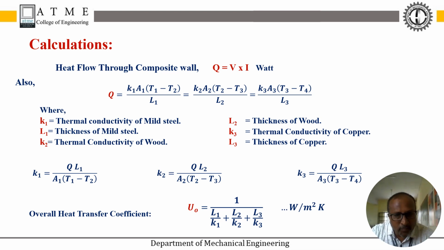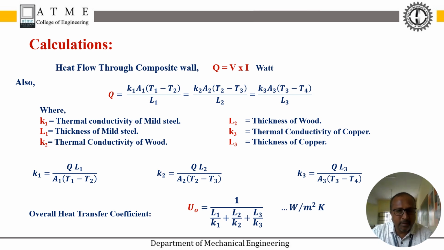The same formula I am going to use, where L1 is the thickness of the first material, which is mild steel, and K1 is the thermal conductivity of the first material, mild steel. L2 is the thickness of the wooden material, the second material, and K2 is the thermal conductivity of the wooden plate. Similarly, L3 and K3 are of the copper plate. If you use this formula, you can directly get U naught, the overall heat transfer coefficient, in watts per meter square Kelvin.